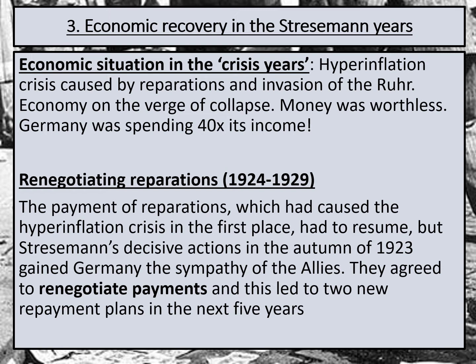So what Stresemann did later in 1923 was he demonstrated that he was willing to cooperate, that Germany now were willing to work with the Allies. And so what that led to was a renegotiation of payments, and it led to two really important plans that you need to know well.